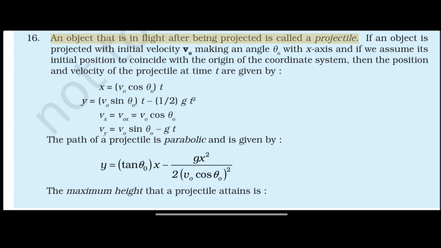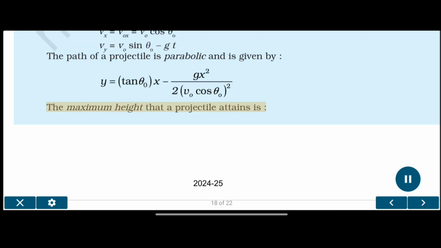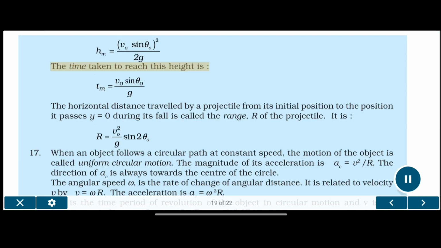16. An object that is in flight after being projected is called a projectile. If an object is projected with initial velocity v0 making an angle theta0 with the x-axis, and if we assume its initial position to coincide with the origin of the coordinate system, then the position and velocity of the projectile at time t are given by the following equations. The path of a projectile is parabolic and is given by an equation. The maximum height that a projectile attains is given by an expression. The time taken to reach this height is given by another expression.